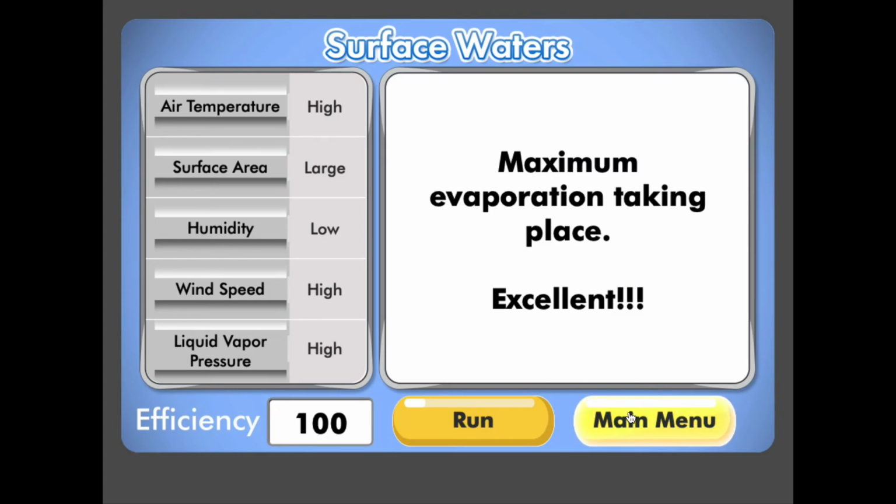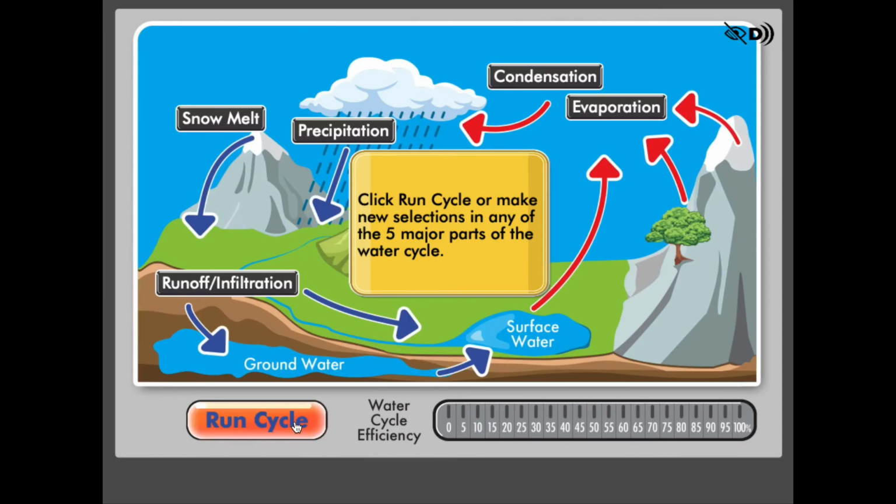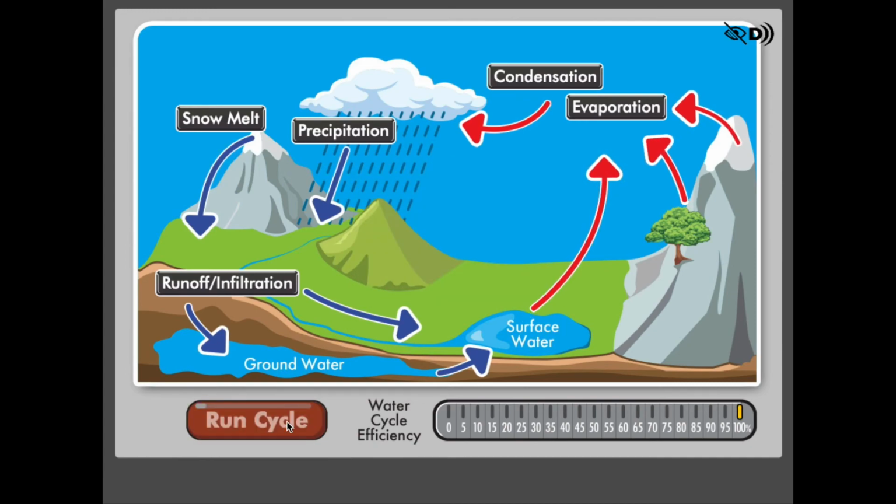Once you have investigated all 5 parts of the water cycle, select the Run Cycle button to have your overall water cycle efficiency evaluated.